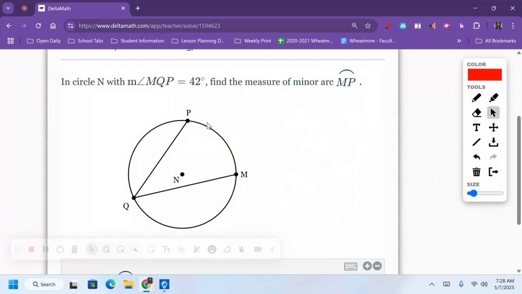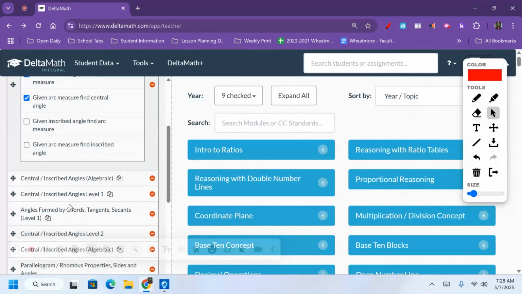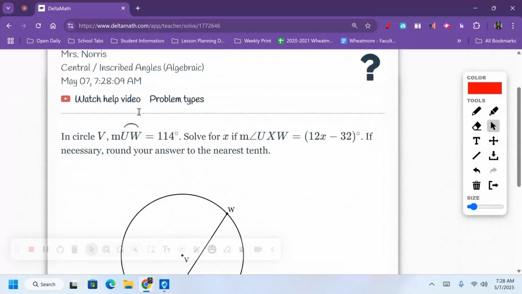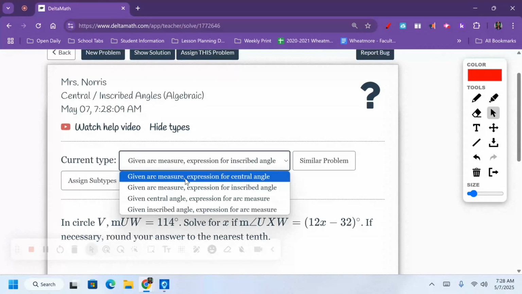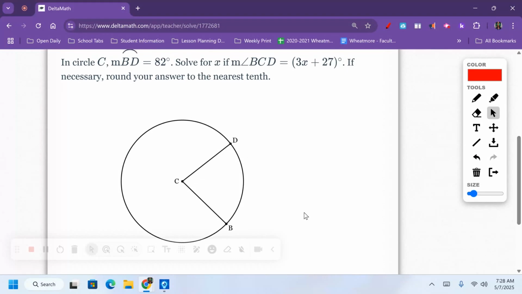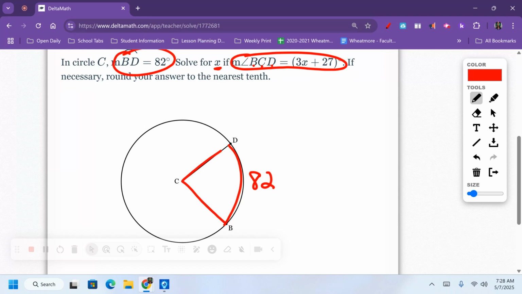All right, so figure out where your angle is and then use your formula. We're going to do another one. When we read this, they're giving us an arc: BD is 82. They want us to solve for X. They're saying angle, notice how I trace it in this order: B, C, D is 3X plus 27.